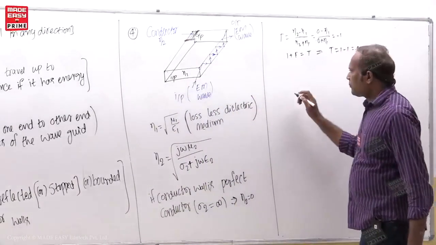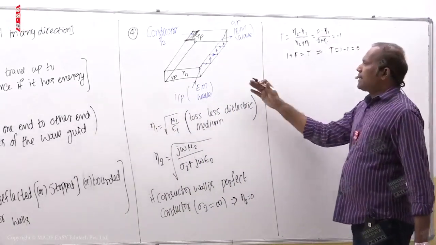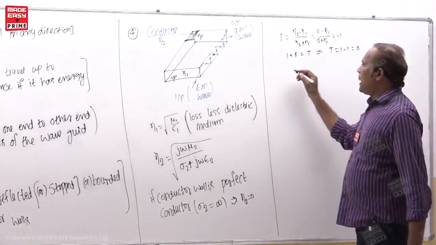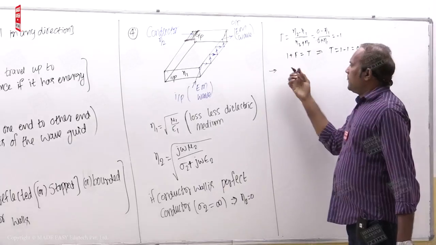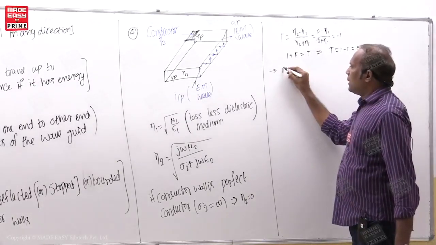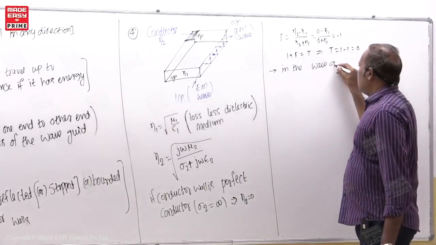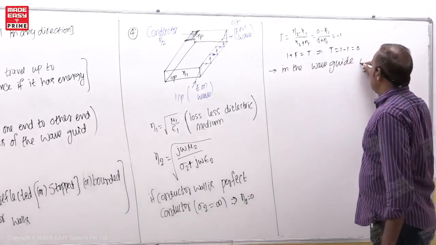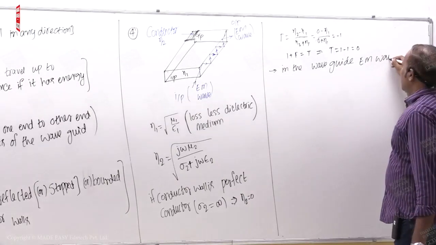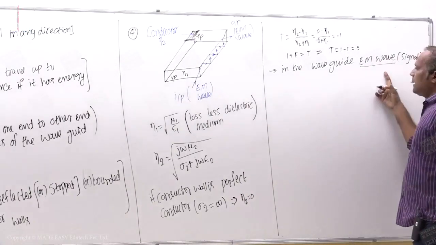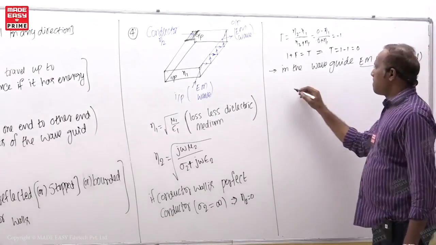So in this case, there are no conductor wall losses, dear students. Yes or no? I am writing the statement. In the waveguide, EM wave, that is also called a signal, a high frequency signal. EM wave means high frequency signal.